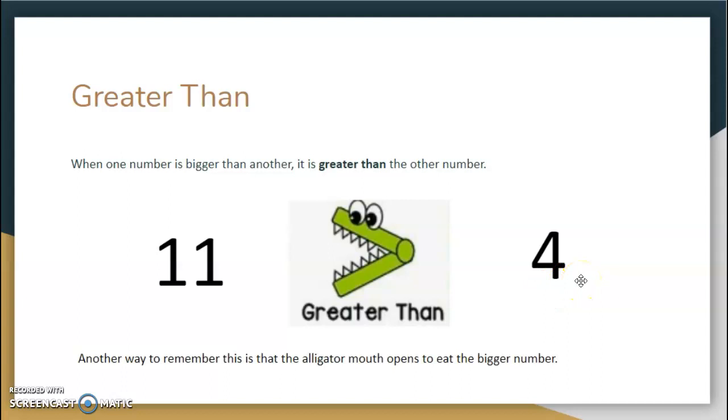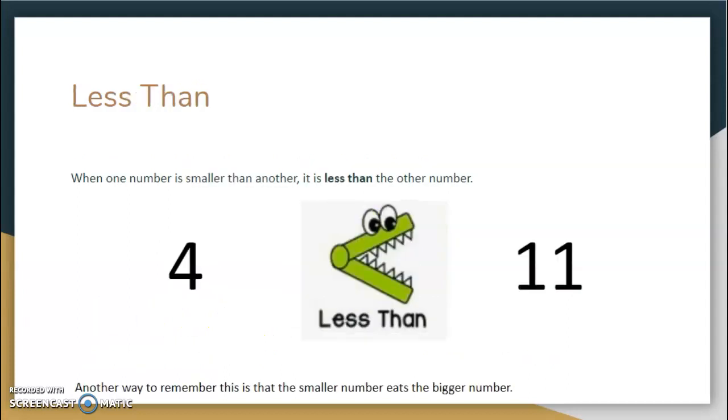So if I have 11 cookies and you have 4 cookies, I have more cookies, right? So that's greater than. When the bigger number is bigger than the other number, it's greater than the other number. Let's move on to less than. When one number is smaller than another number, it is less than the other number. So once again, let's use the numbers 4 and 11.